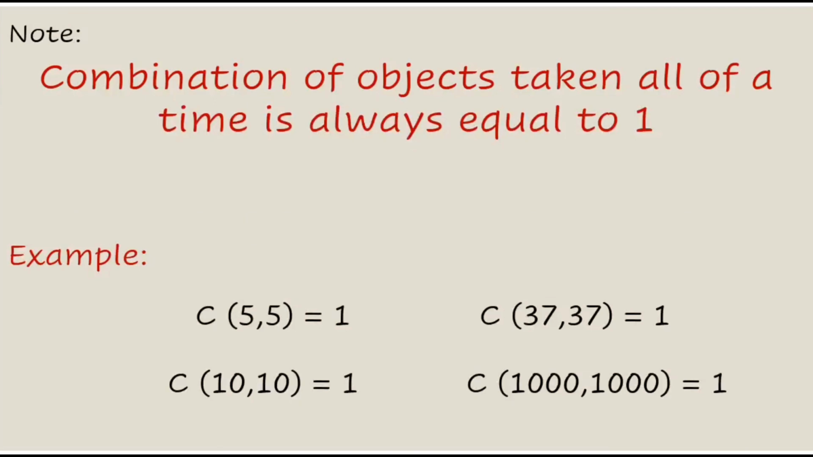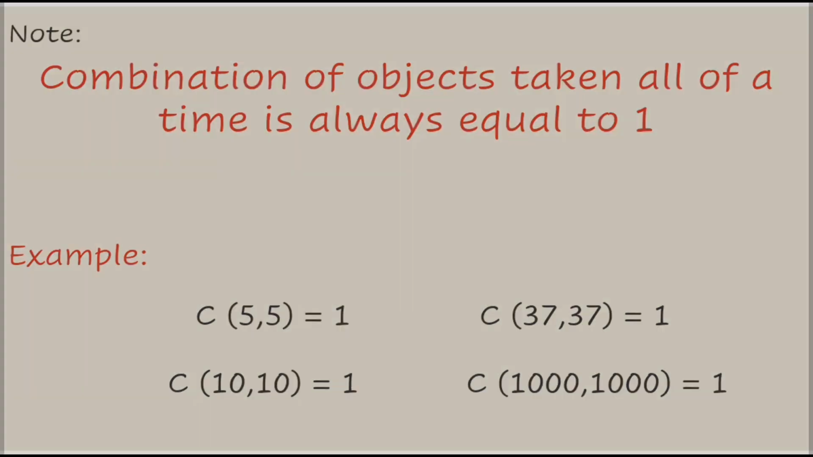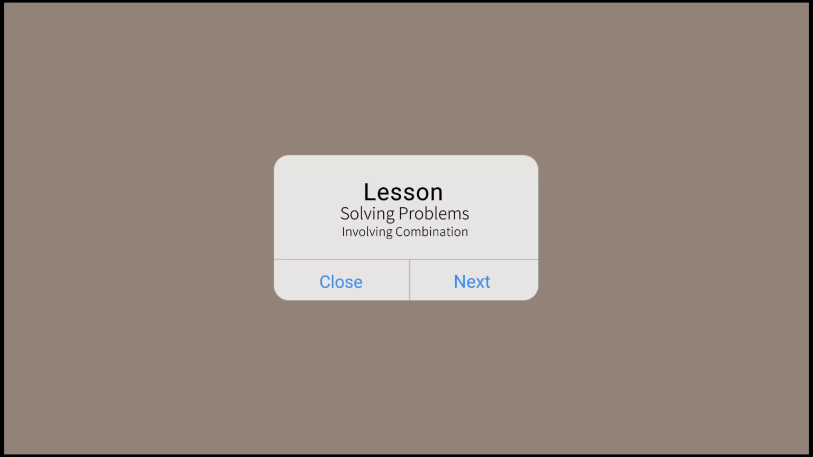I want you to remember, combination of objects taken all at a time, which means n equals r, is always equal to 1. Meaning, combination 5, 5, combination 10, 10, combination 37, 37, combination 1000, 1000 are all equal to 1. Ang lesson natin sa math ngayon is all about solving problems involving combination.